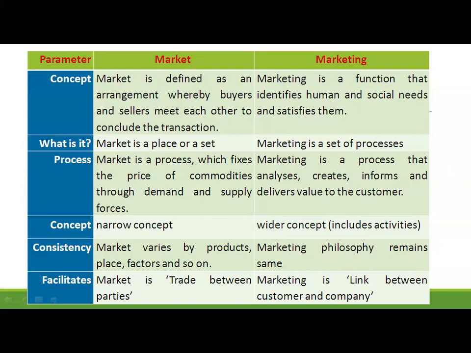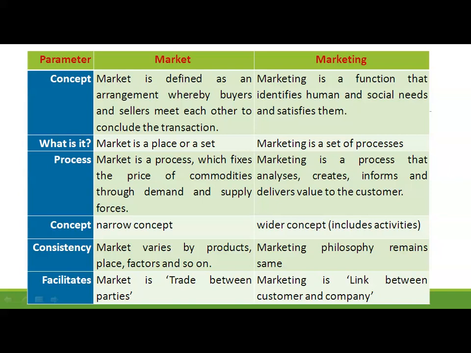Market is a process which fixes the price of commodities through the demand and supply forces. And marketing is a process that analyzes, creates, informs, and delivers value to the consumer. Now, we have seen what value is. Value is the perceived benefit that a customer gets from a product or service. That way, market is a narrow concept compared to marketing, and marketing is the wider concept compared to market.